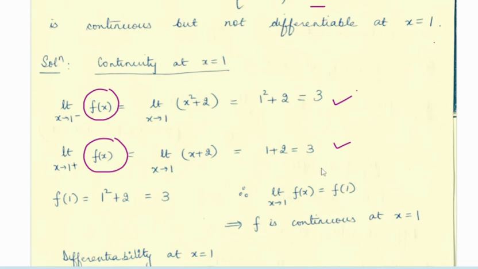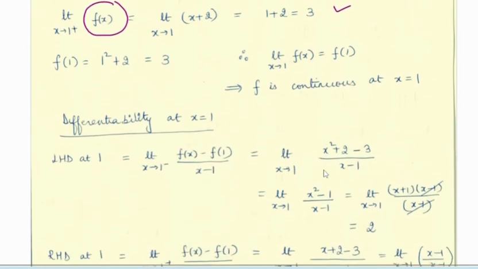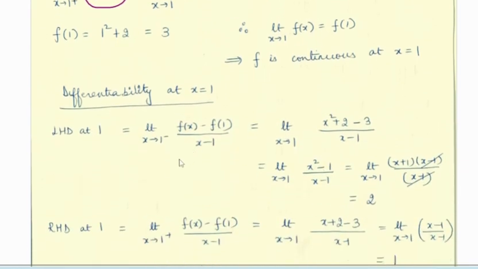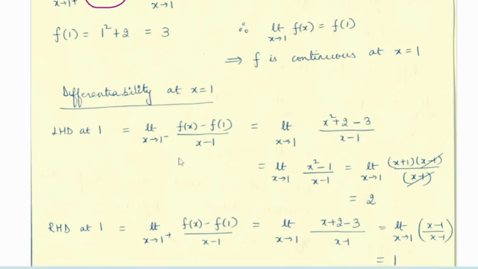Now let's quickly test the differentiability of this function at x equal to 1. We know that differentiability is tested when we find out the left hand derivative and right hand derivative of the function at the specified point, and the left hand derivative at 1 is given by limit x tending to 1 minus of (f(x) minus f(1)) upon (x minus 1), because when we test at a, it's given by (f(x) minus f(a)) upon (x minus a). The point under consideration is 1 here, so we find out the left hand derivative by evaluating this limit.